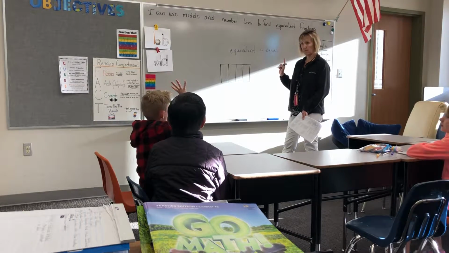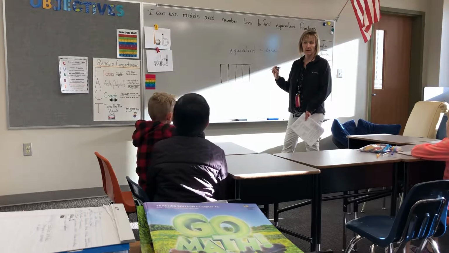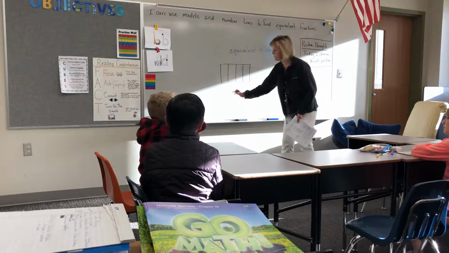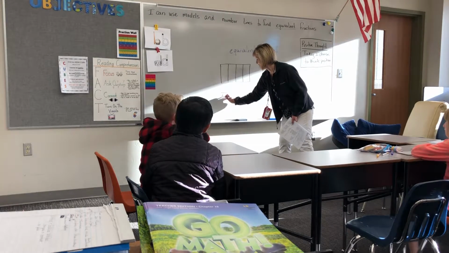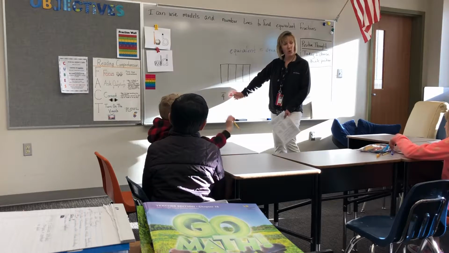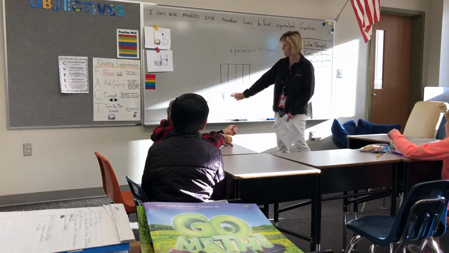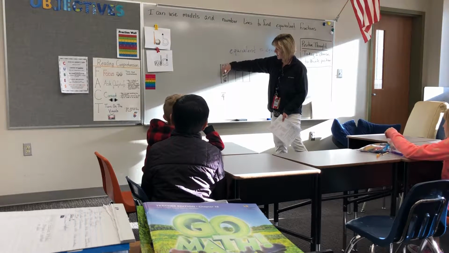So how many equal parts do I have? Go ahead, Logan. 4. What fraction is that? What would be the bottom number in my fraction? 4. Good job. Okay, so we're working with fourths, right? Because we cut them into 4 equal pieces, we have fourths. Now I'm going to shade in just one of those.